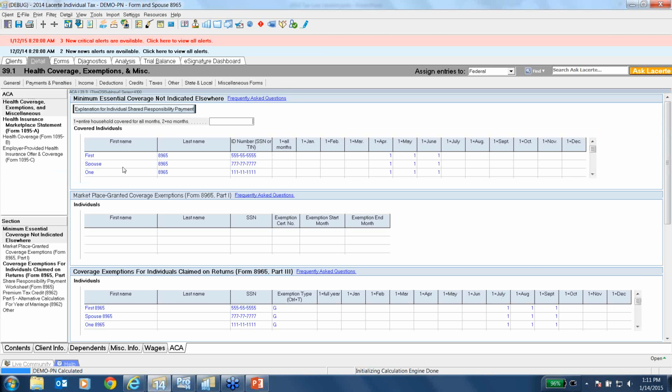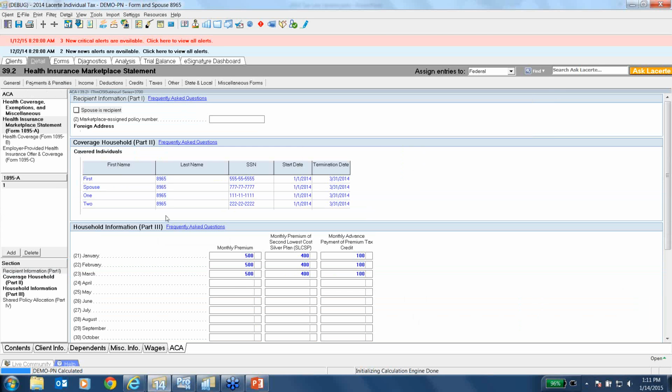But if we go over to this miscellaneous screen, the way we set up the product was we said, well, what if they didn't get B or C, but we want to indicate that there was coverage? So there's this miscellaneous section here, covered individuals. Everybody in the household, we're saying that they had coverage April, May, and June. On the 1095, I changed it up a little bit. We said that they had coverage for January, February, and March.